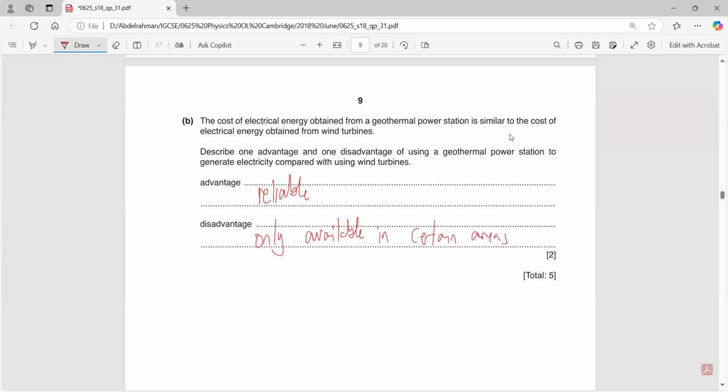Someone is saying they are more renewable. No, they're not more renewable. You can't say that, they're both renewable. You can say that geothermal power stations are reliable, and this is an advantage.